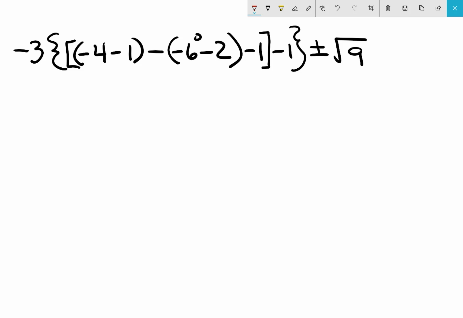All right, so notice right here that that is multiplication. Right here is subtraction. Right here is subtraction. And right here is subtraction. Over here, you've got a plus or minus sign, and that tells you that you're going to have 2 answers. You're going to have an answer that has plus the square root of 9, and you're going to have an answer that has minus the square root of 9. So you're going to have 2 answers for this problem.